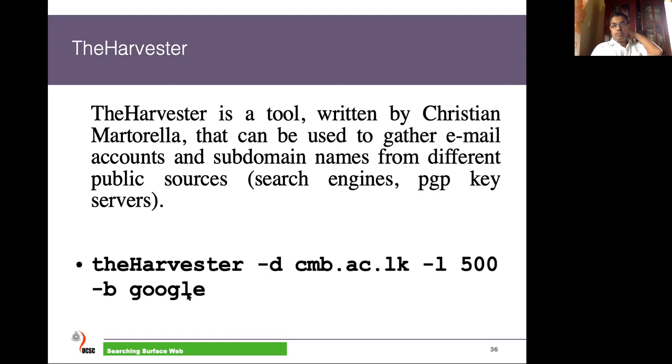The -b operator tells which search engine you want to use to search email addresses. The -l tells how many search results you should use to get the emails. And -d tells the domain you want to search. If you enter this command, it gives me the email addresses it found on the cmb.ac.lk domain websites from Google. Email addresses in this particular domain indexed by Google will be returned by theHarvester. There are some tools built on top of these search engines to search for specific things.